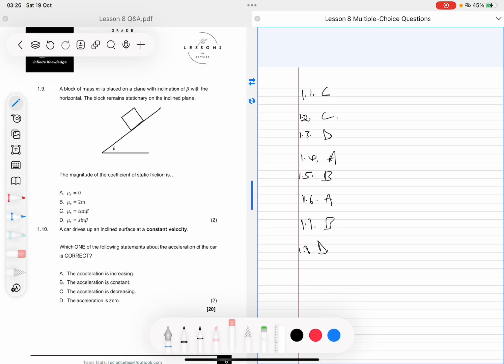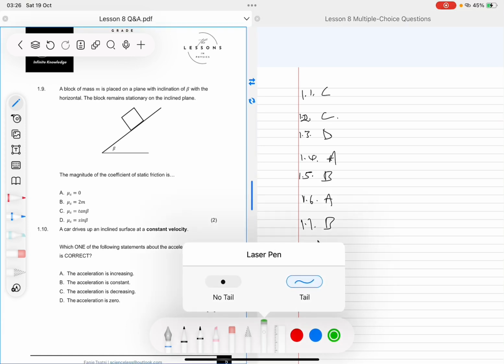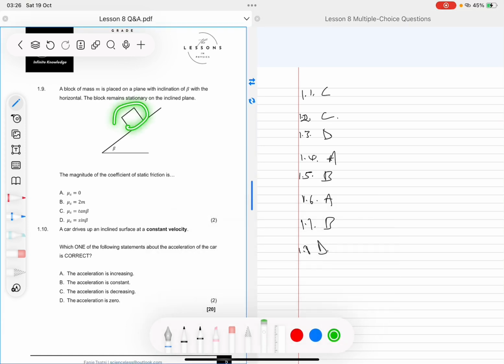They say a block of mass M is placed on a plane with inclination beta with the horizontal, right? So we have a block that is placed on an inclined plane that makes an angle beta. The block remains stationary on the incline. Very interesting, right? Remember that when you draw your forces here, you will have the force of gravity going in that direction, that is mg, right? That is Fg is equal to mg, the mass times the acceleration.